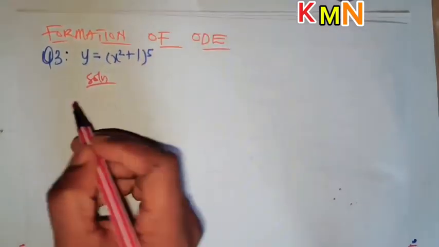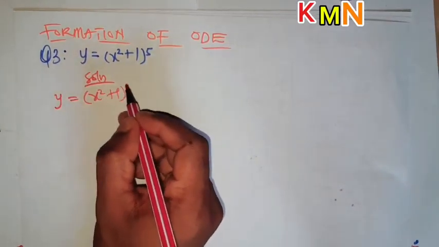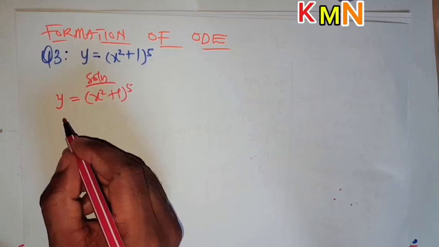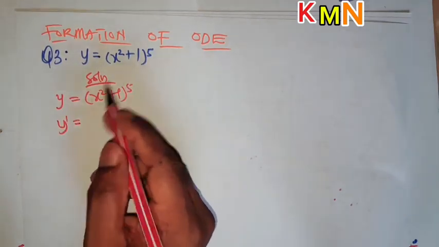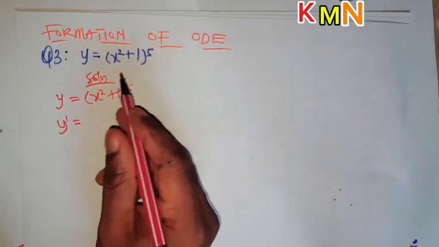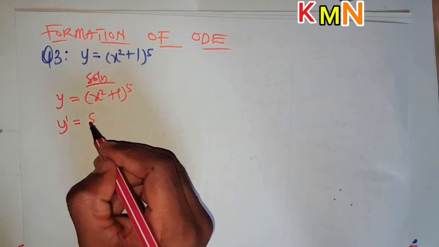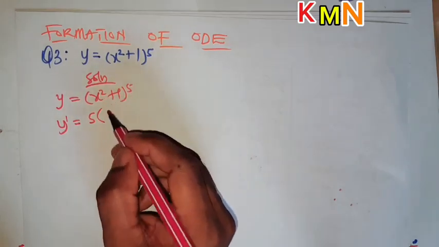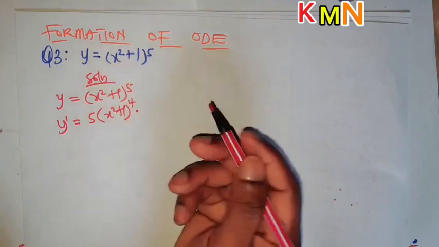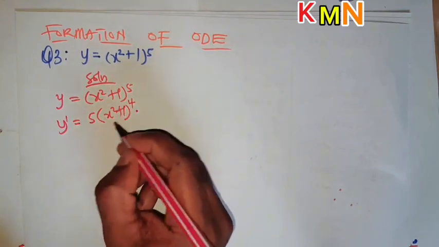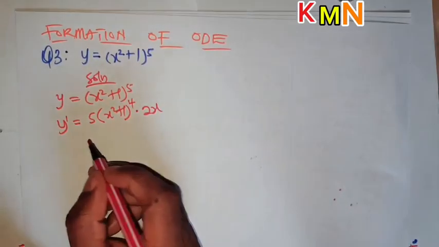Solution: y equals (x squared plus 1) to the power 5. So here we can use the chain rule. Y prime is equal to, look at the process, differentiate the whole function, taking the whole function as one function. So the 5 comes down, times (x squared plus 1) to the power 5 minus 1, which gives us 4, times the function within the function. This function we have to differentiate again, and that will give us 2x. I hope it's clear. Good.